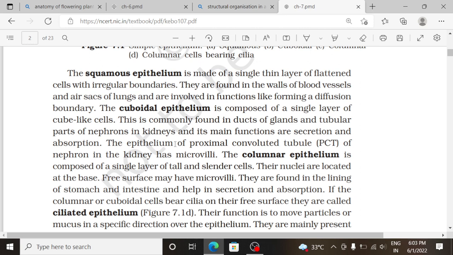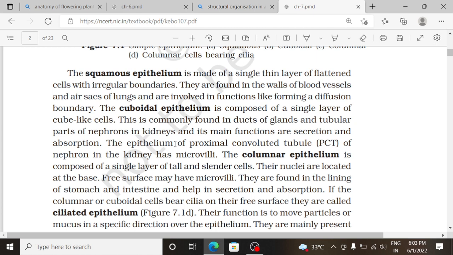The squamous simple epithelium is made of a single thin layer of flattened cells with irregular boundaries. They are found in the walls of blood vessels and air sacs of lungs and are involved in functions like forming a diffusion boundary. The cuboidal epithelium is composed of a single layer of cube-like cells. This is commonly found in ducts of glands and tubular parts of nephrons in kidneys, and its main functions are secretion and absorption. The epithelium of the proximal convoluted tubule, that is PCT, of the nephron in the kidney has microvilli.